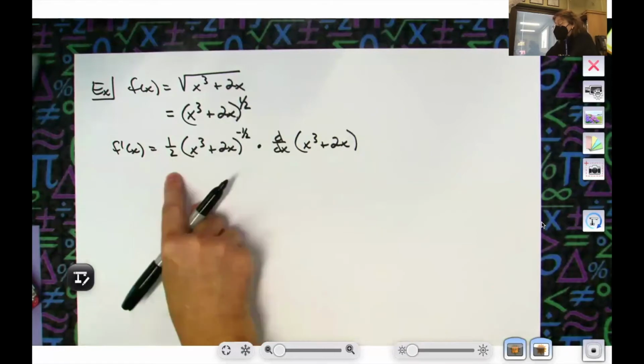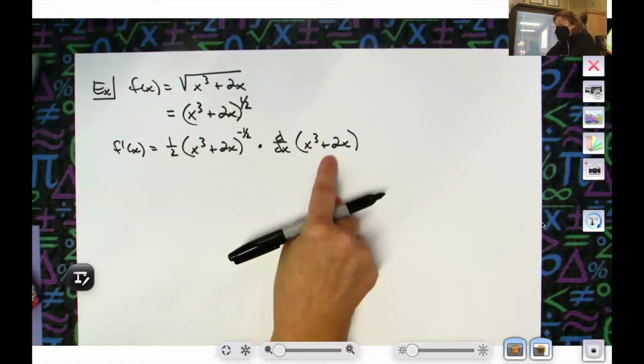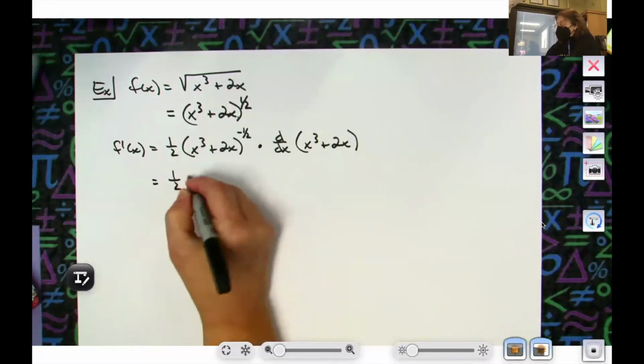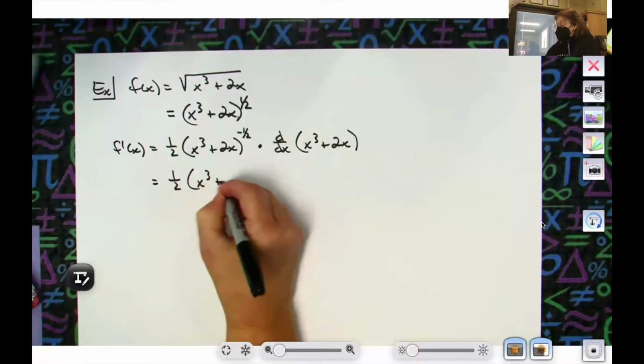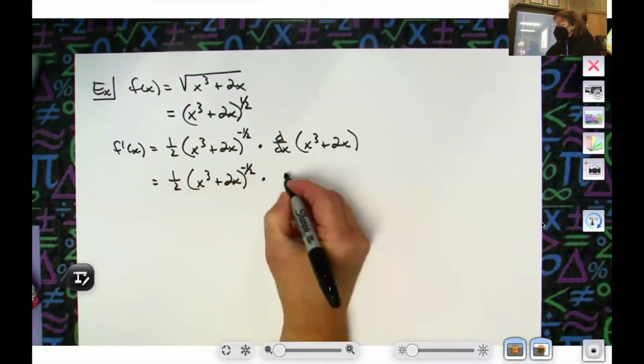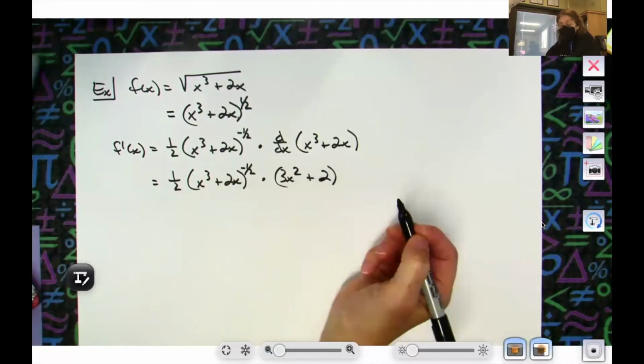All right, now on this next line, I'm not going to worry about that negative exponent right now. I'm going to go ahead and focus on the derivative here. So I'll have the 1/2. I'll have the x to the third plus the 2x to the negative 1/2. All right, now derivative here, 3x squared plus 2, kind of together there as a binomial.